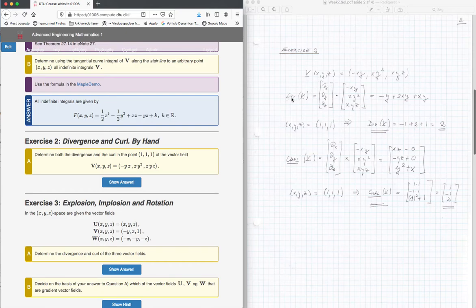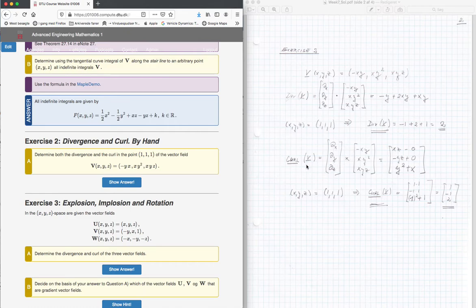In the second exercise, you're asked to calculate the divergence and the curl of a vector field. Again, what I do is that I write this divergence as a dot product between the nabla operator and the vector field itself. Being the dot product, you have ddx on the first component plus ddy on the second component, and then finally ddz on the third component. And this is the result. And you're supposed to evaluate that when x, y, and z are equal to 1, 1, 1. So when you put this into the divergence here, you get the result 2.